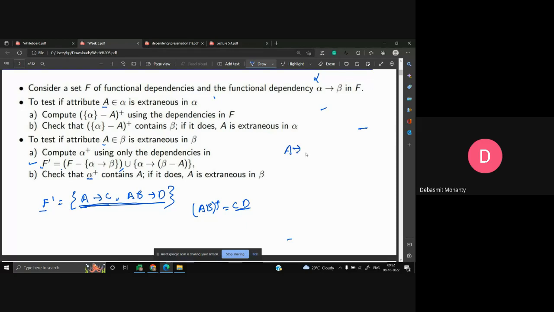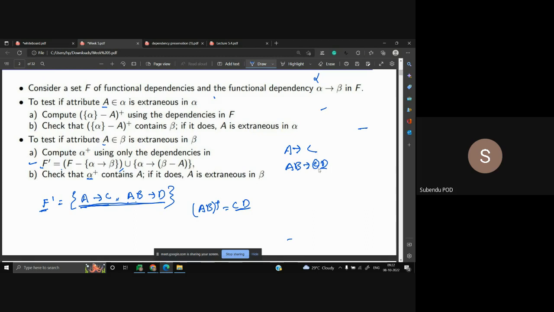Let me understand one second. A determines C and AB determines CD. So what will be the F dash? Suppose you want to find whether D is extraneous or not. F dash will be A determines C, and you have to remove AB determines D.